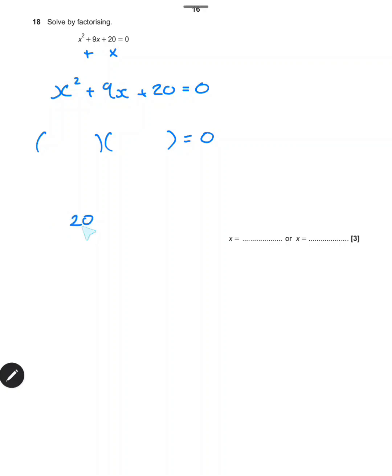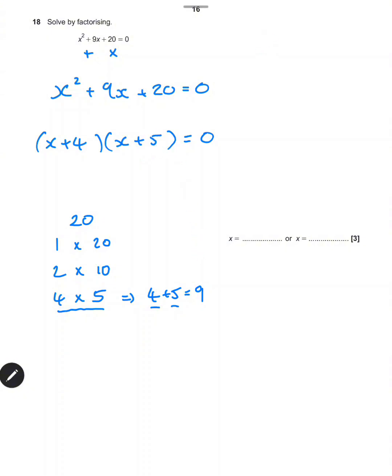So just thinking about that number 20, what times us to make it? 1 times 20, 2 times 10, 4 times 5. I'm going to stop there because when you add those together, that comes to 9. And that's what I want to remember. 2 numbers that add to 9, but also times to 20. So these are my key numbers, and they're going to go in my double brackets. It's going to be x add 4 and x add 5.